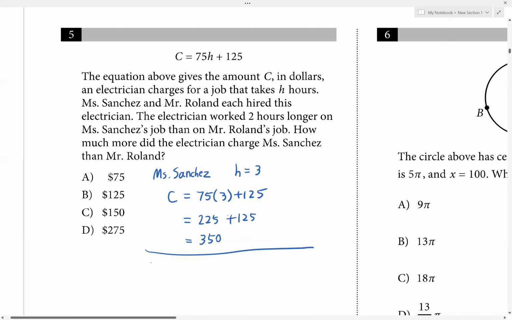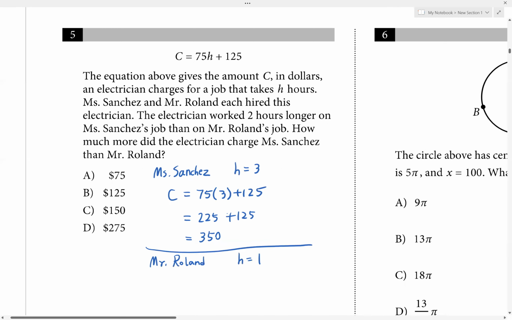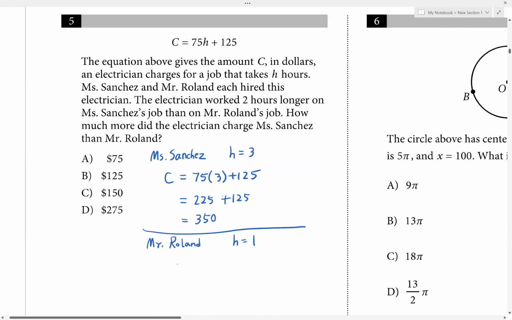And if we compare that with Mr. Rowland, again, we're just picking the H value ourselves. You can pick a different number, it doesn't have to be 3, but here I just picked 3 for Ms. Sanchez. So Mr. Rowland's time will be 1, because it's 2 hours more for Ms. Sanchez compared to Mr. Rowland. So Mr. Rowland is a smaller number. Okay, so H is 1, we can solve for the cost for Mr. Rowland: 75 times 1 plus 125, which is 200. Right, 75 plus 125, 200.